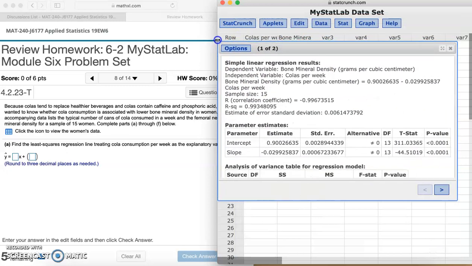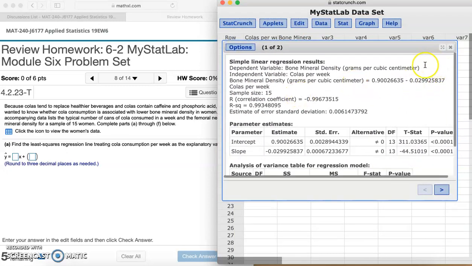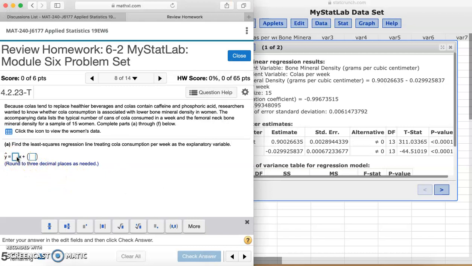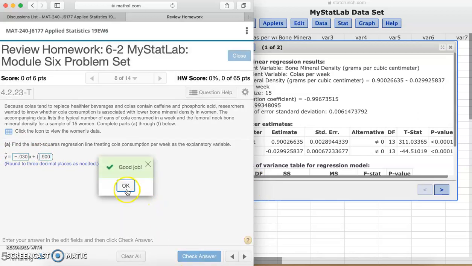Let's see, we've got a couple places where we can see our regression line. We can see it right here. This is our intercept, and here's our slope. As you can see, it's multiplied by colas per week. And then down here, we also have those same numbers listed. So our slope goes next to X. That is negative 0.0230 once we round. Is that right? Yeah. And then our intercept is 0.900. Let's check answer. Good job.